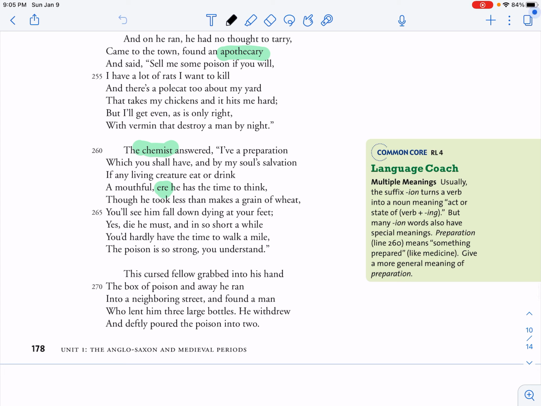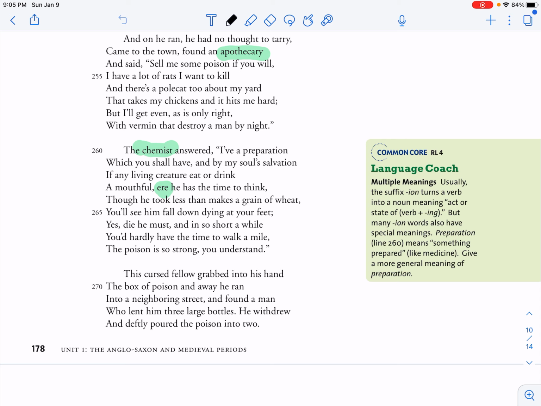And on he ran. He had no thought to tarry. Came to the town, found an apothecary. Now, by the way, an apothecary is a person who sells drugs. Today we call him a pharmacist. But back then, they were herbalists as well, not just toxic chemicals, which are mostly drugs today. But basically back then, you would make herbal remedies to heal people, and a lot of them worked extremely well. But an herbalist also knew poisons. They knew about poisons. So he goes to this apothecary.